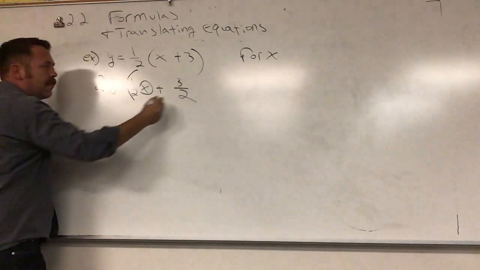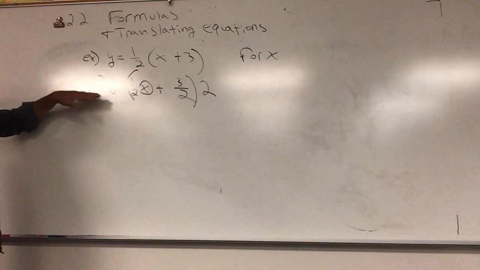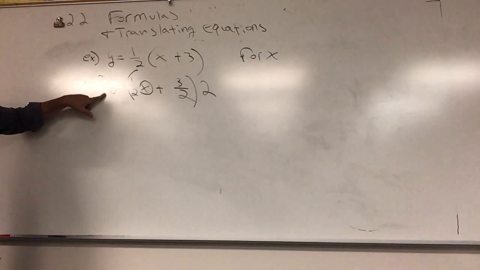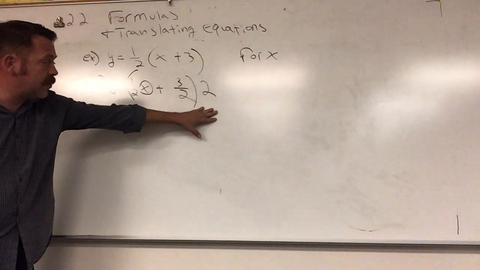I'm going to multiply the right side by 2. I want to point out that I didn't put parentheses on the left side when I multiplied by 2 because there's just that one letter there. But since there's 2 different terms on the right side, I am going to put parentheses around it.